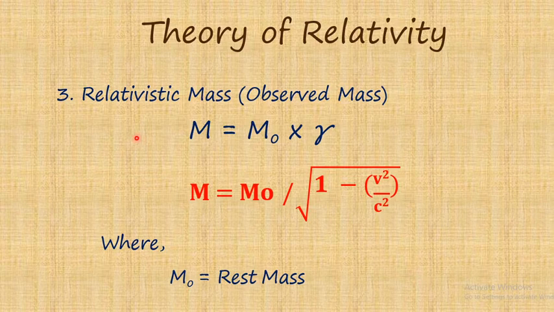Next we have relativistic mass. Observed mass, m equal to m naught into gamma. Now you know the value of gamma, so just substitute it here. Then we get m equal to m naught divided by root over 1 minus v square divided by c square, where m naught equal to rest mass. Let's move to the next one.